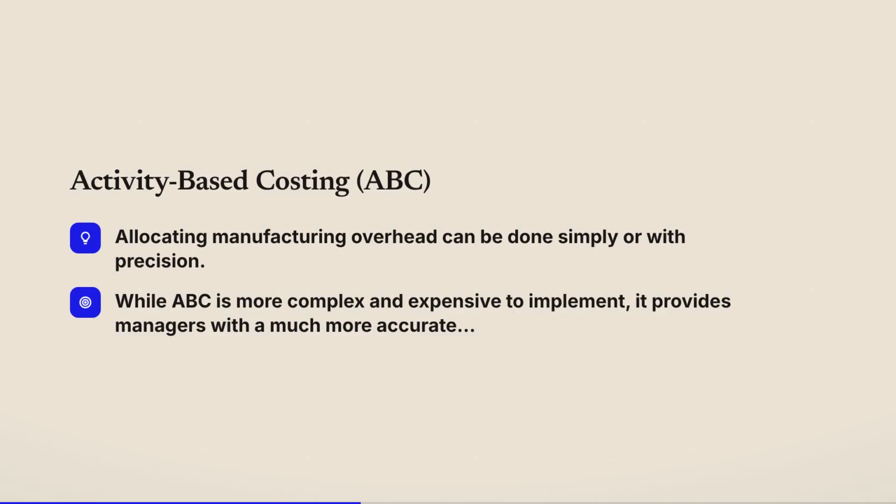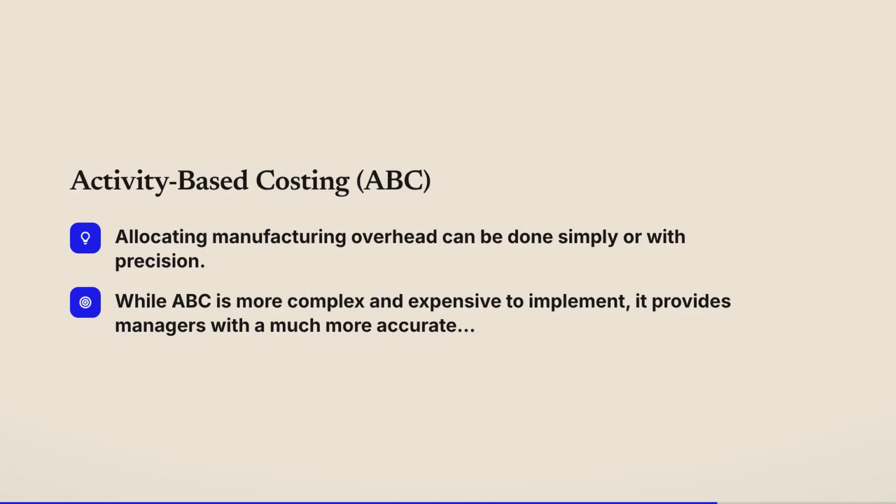First, we identify specific activities, like machine setups, quality inspections, or material handling. We then create a cost pool for each activity. Next, we identify a cost driver, the resource that primarily generates that cost. For example, the number of setups would drive the cost of the setup pool. Finally, we assign those costs to cost objects, which are the units of inventory or services being produced.